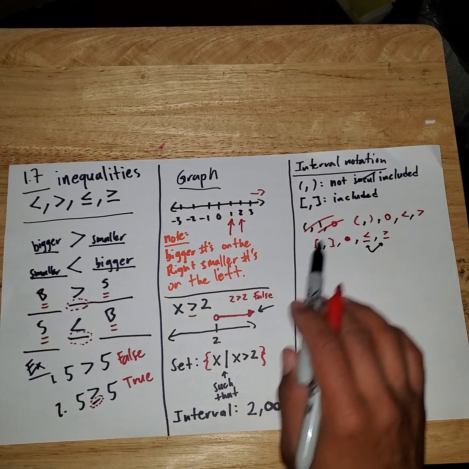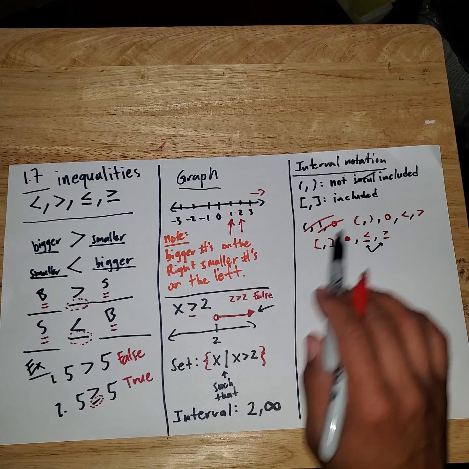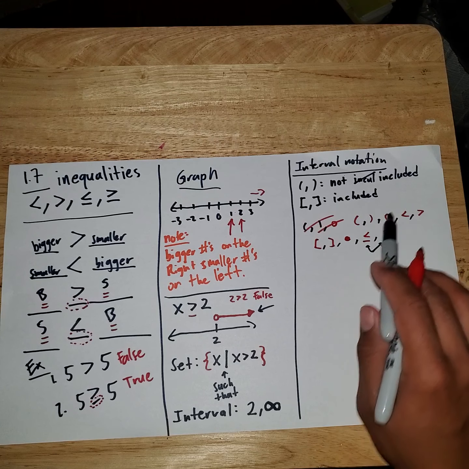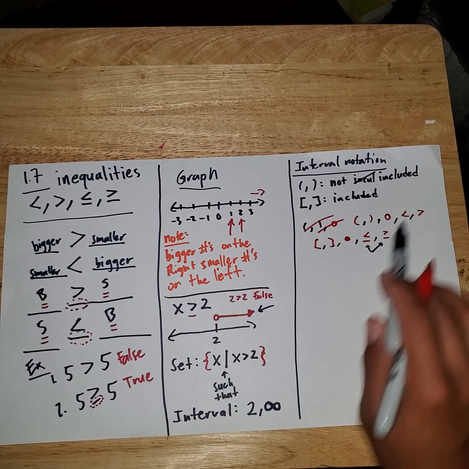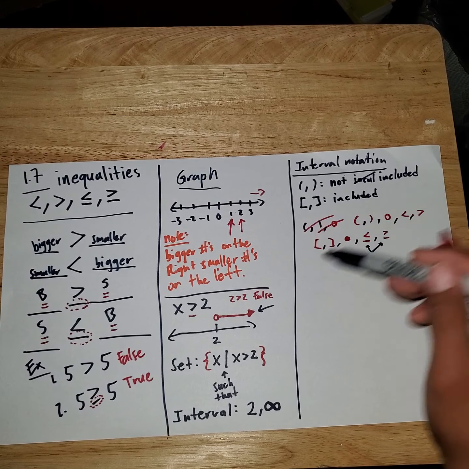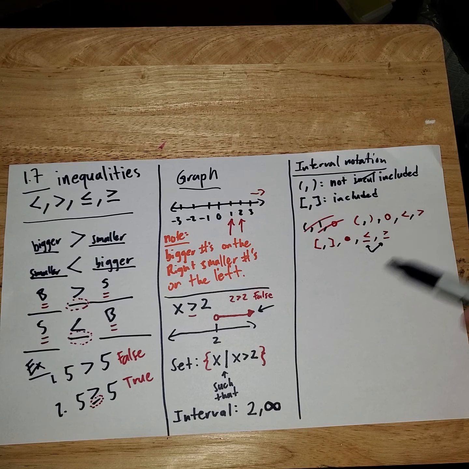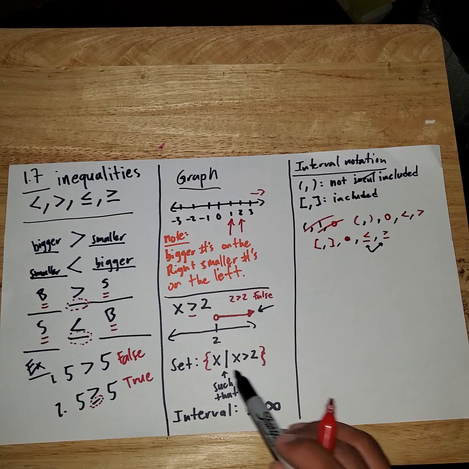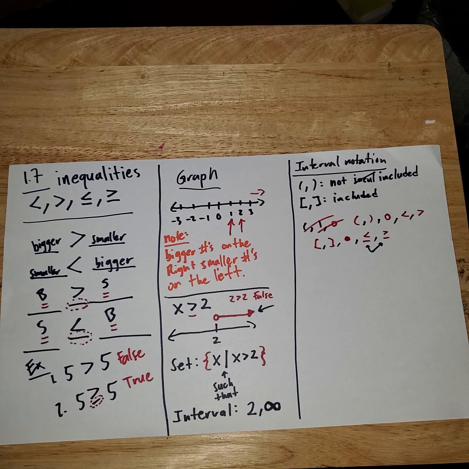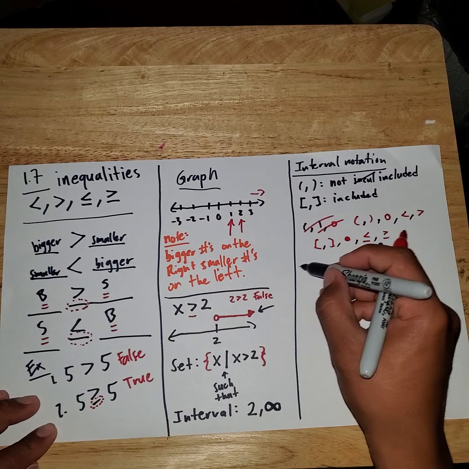So again, this is interval notation. This would be graphing, and this is the actual inequality. So it's these three things that go hand in hand. 1, 2, 3. Set notation, you just input that one here. So let's look at another example.